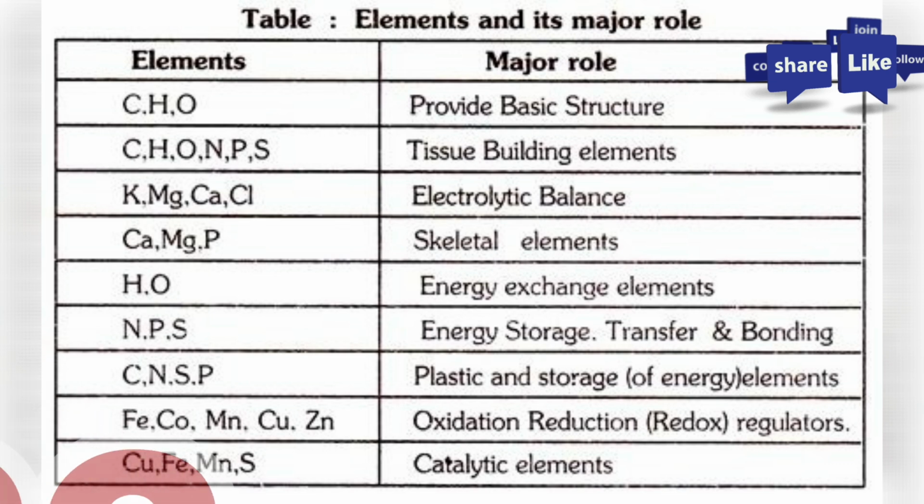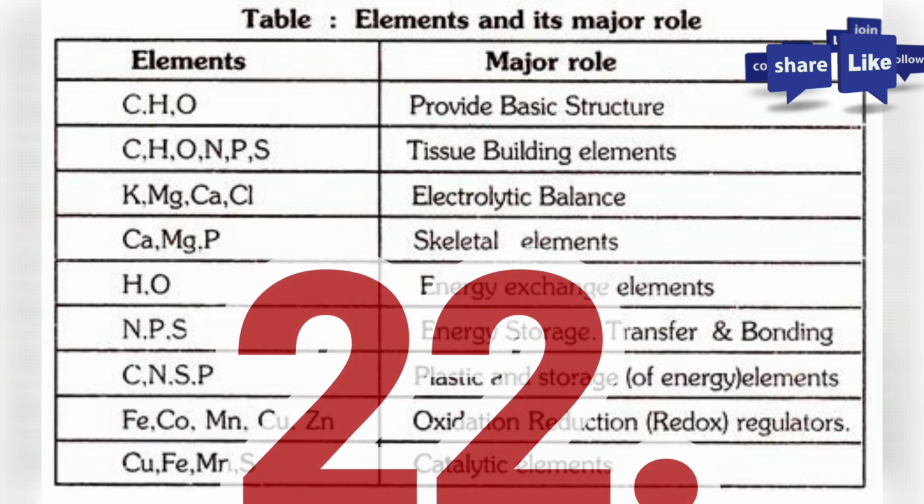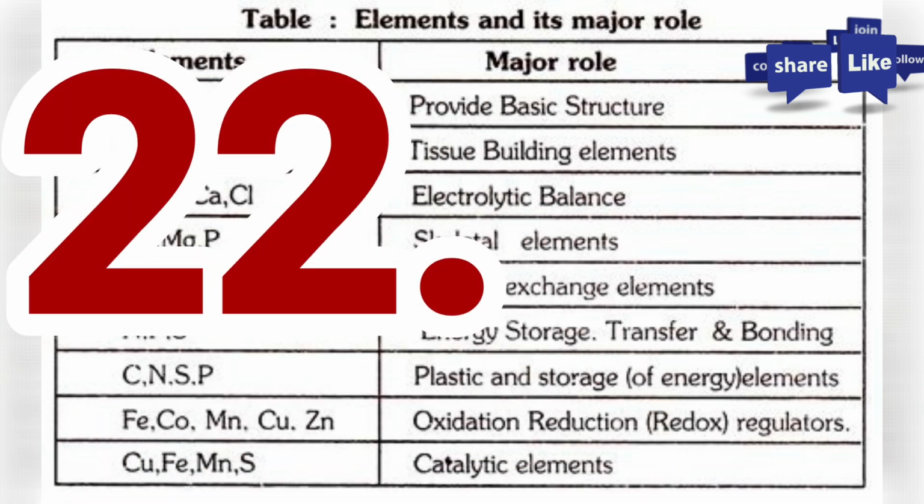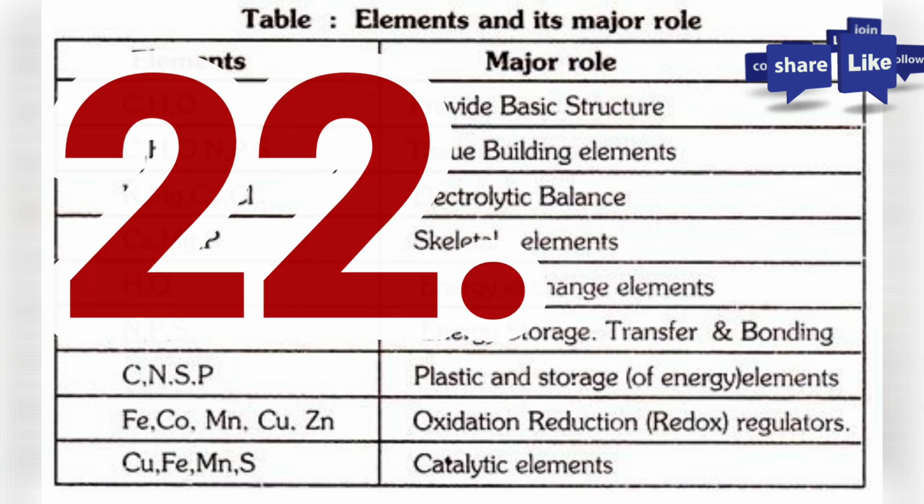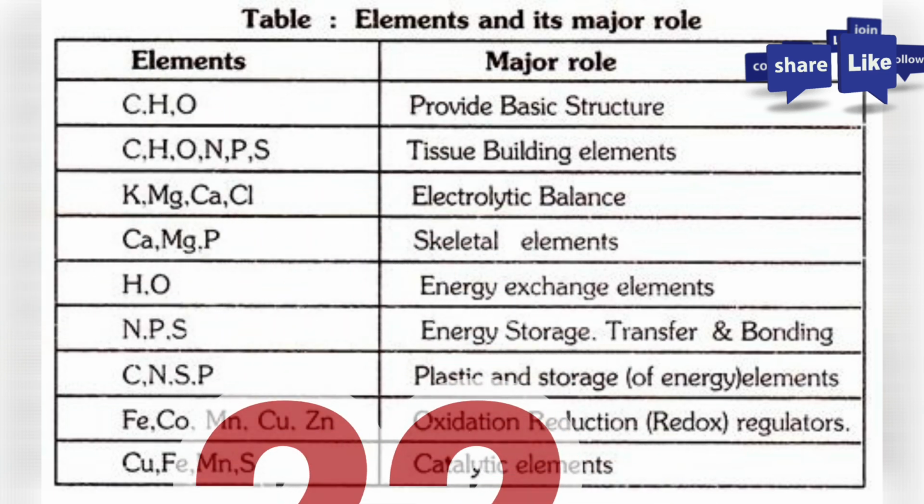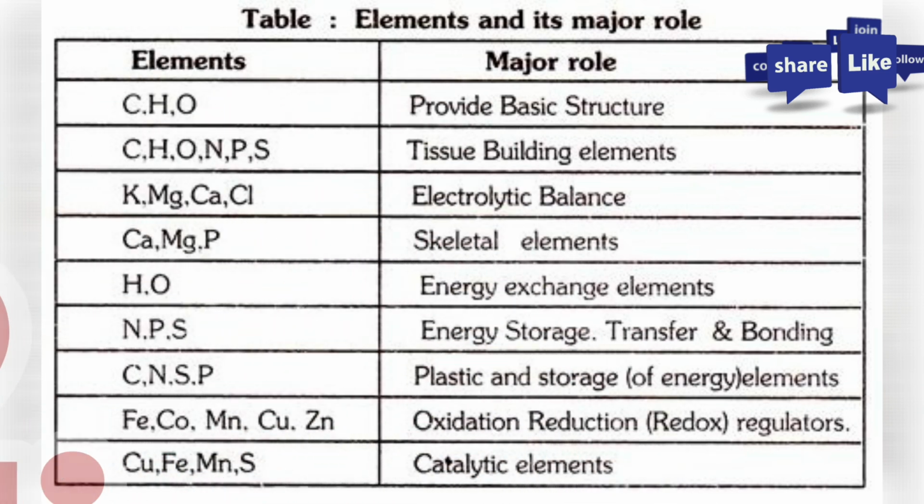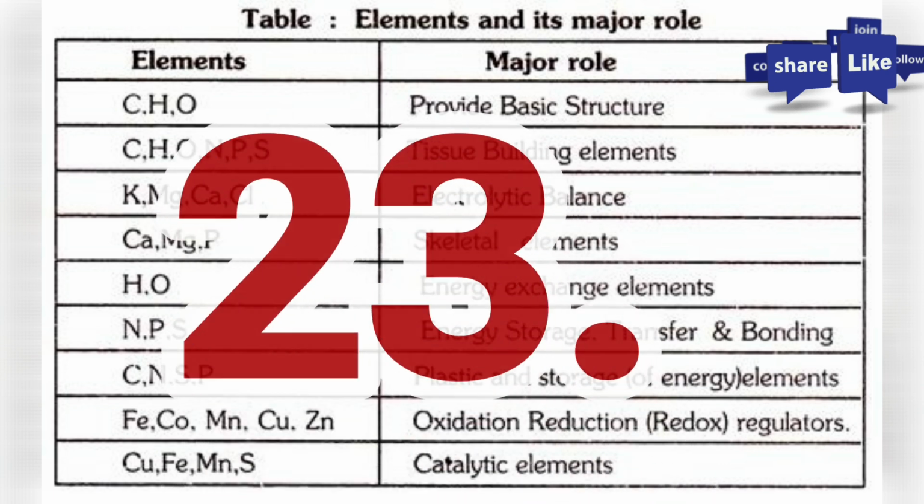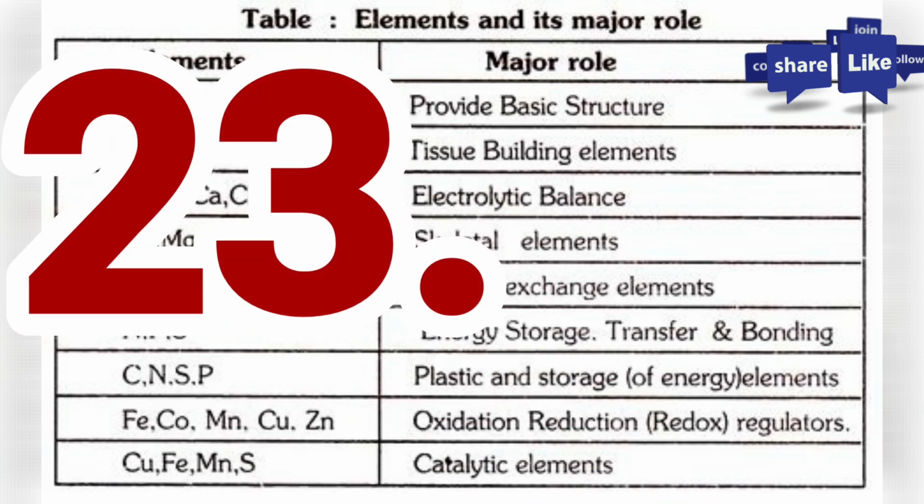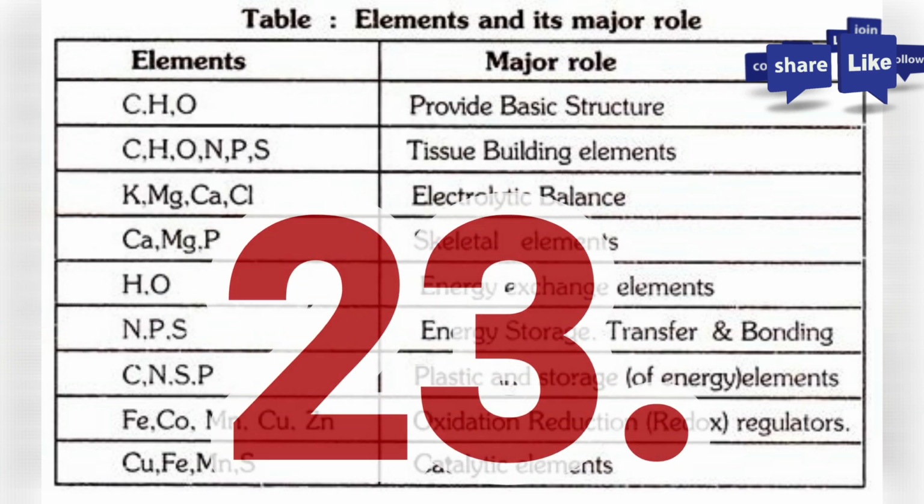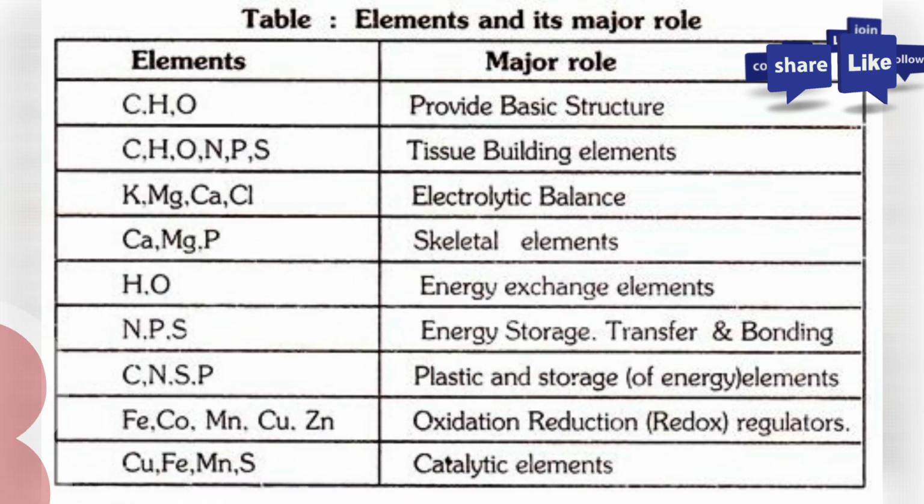Actively mobile elements are nitrogen, potassium and magnesium. If these elements are deficient in the plants or in the soil, then they show deficiency symptoms first in senescent leaves. Immobile elements are calcium and sulfur. These elements show deficiency symptoms first in young tissues.